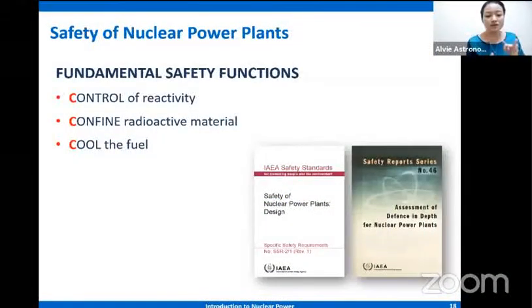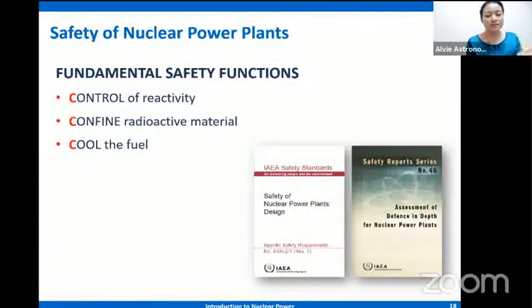And there are 3 fundamental safety functions in a nuclear power plant. That is control of activity. That means controlling neutrons, which controls the fission or controls the amount of heat generated by the core. It's also confinement of radioactive material to ensure that no radioactive material is released above the limits, and to cool the fuel.